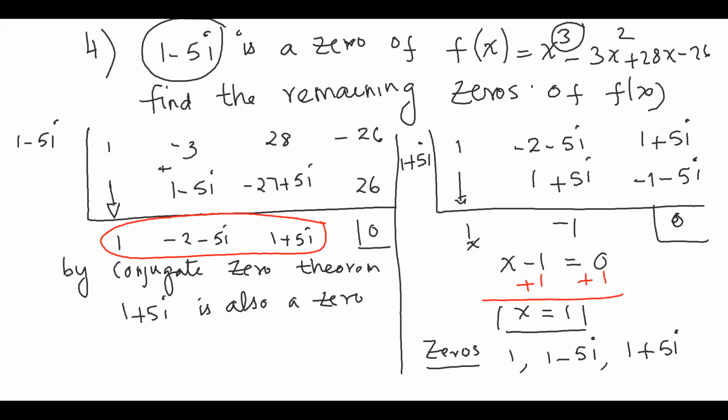So I'm going to show you the next example, number 5. We are given x equals negative 1/2 as a solution. Solution also means zero.